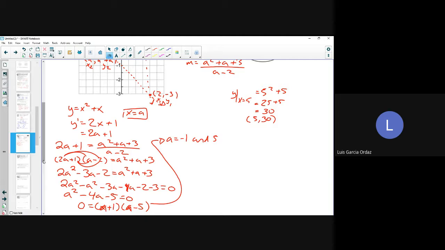This is a mistake, by the way. It should just be a by itself. So when I move this positive a over to the left side, I get negative 3a minus a, which becomes minus 4a.